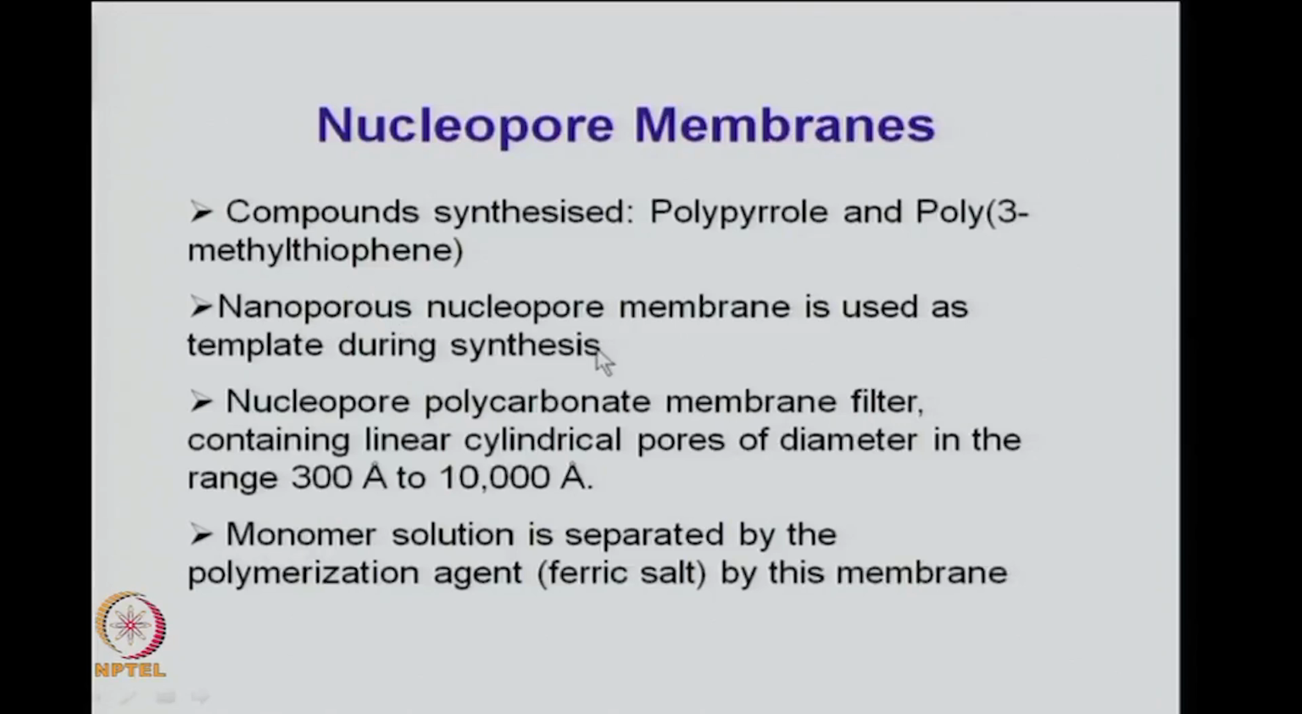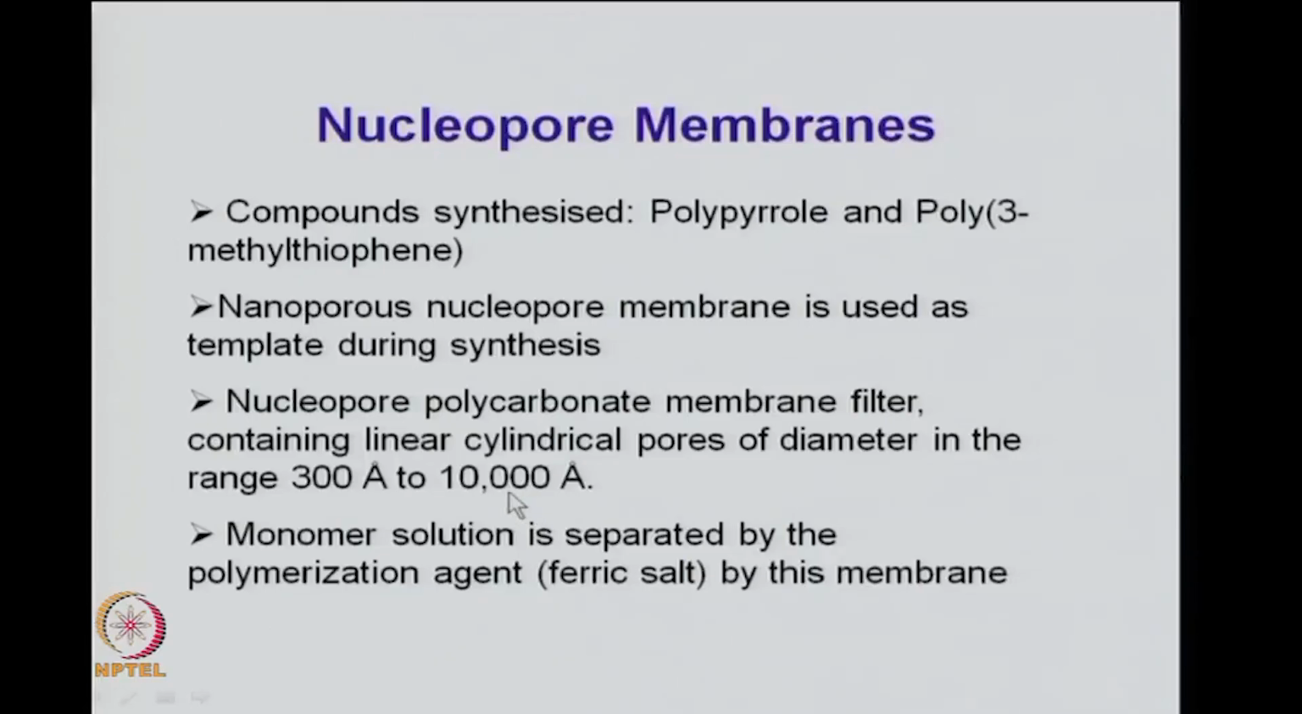That means the holes which were made were of the diameter of a few nanometers, and this membrane, which is basically a polycarbonate, was treated with some rays or radiation, and then some acid or other chemicals were used to make holes. That porous nanoporous membrane was used as a template, and this had cylindrical pores of the order of 300 angstroms to 10,000 angstroms in diameter, which is 1 micron.